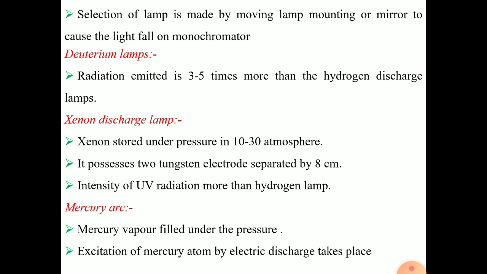Mercury arc lamp. As the name suggests, the mercury will be filled under high pressure. Excitation of the mercury atoms by electric discharge takes place. So we place a glass bulb and in that we place the mercury at high pressure. When we switch this on, the mercury molecules will be excited. Upon excitation, the mercury molecules will produce UV radiation.